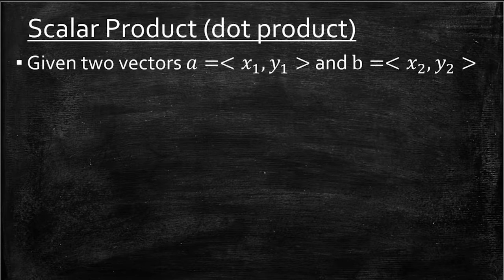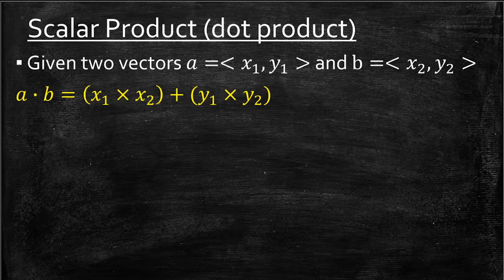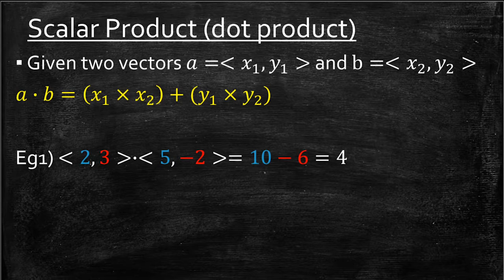Given two vectors a and b, where a has components x1, y1 and b has components x2 and y2 respectively, we know that a dot b is going to be the product of the corresponding components. So we need to multiply x1 and x2 together, and we're going to add that to the product of y1 and y2. And that's the first definition of the scalar dot product. Let's just go over two examples.